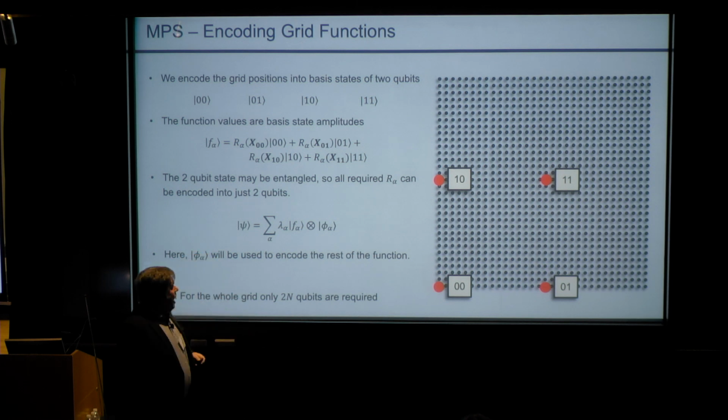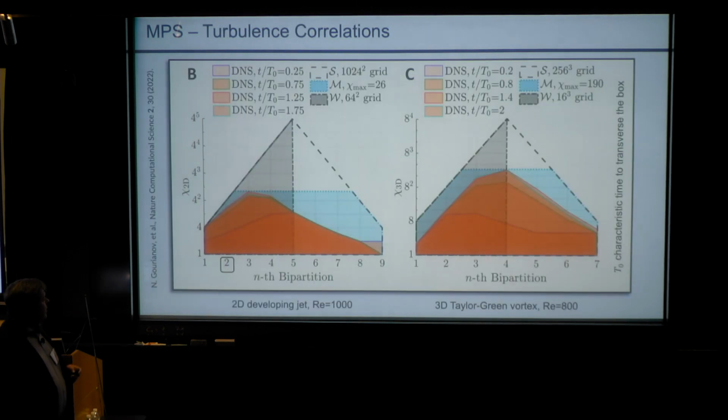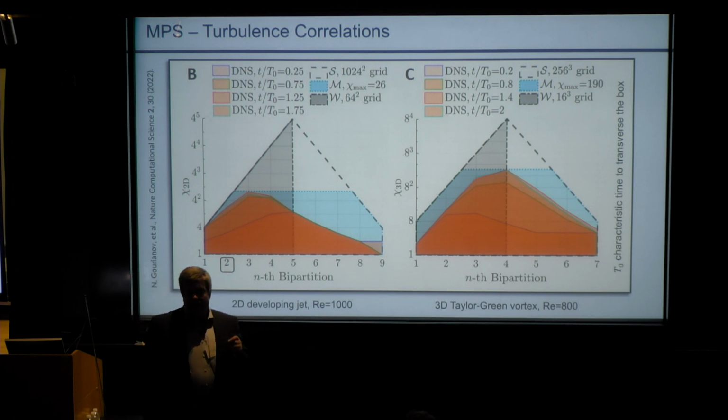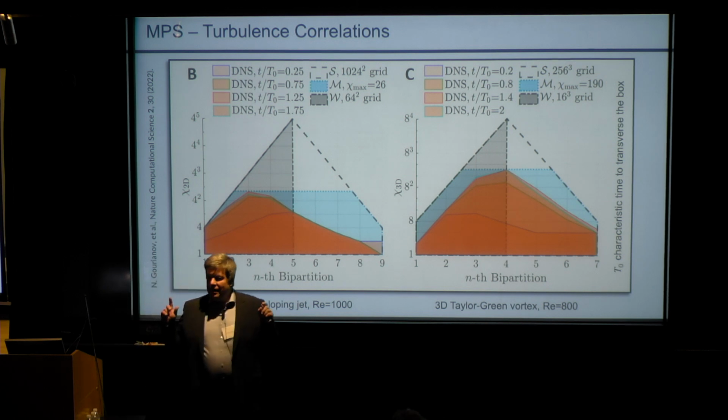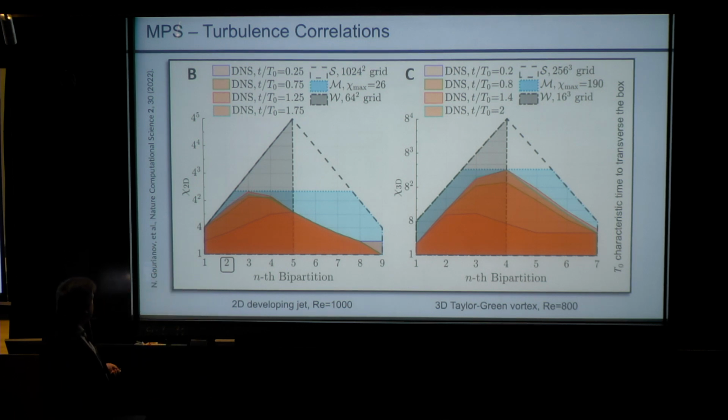Okay, so that's the procedure that we're going to follow. Now, of course, what I do is I look at how much entanglement, and entanglement is in quotes here, entanglement basically gives us the correlations between the different length scales, do I need to represent a solution to the Navier-Stokes equation? And I show here two different examples. The first example is a two-dimensional simulation of a so-called developing jet. That's basically the air that comes out of a jet engine.